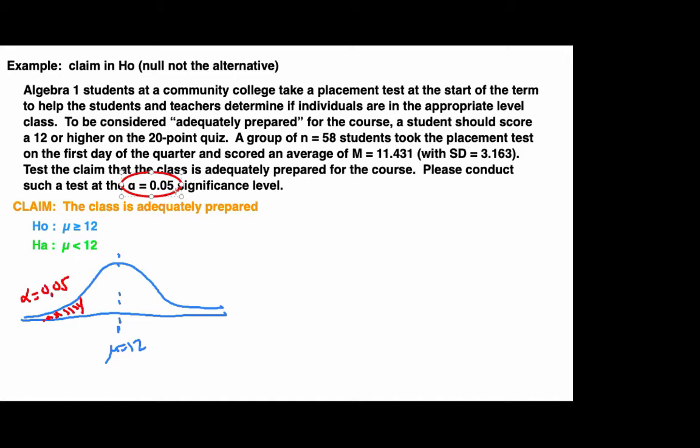All right. So what I'm going to do is jump to Excel. Let me just summarize the statistics from the sample. We have that the mean was, sorry, 11.431. The standard deviation for our sample was 3.163, and our current sample size is 58. So let's use this information to get the p-value.